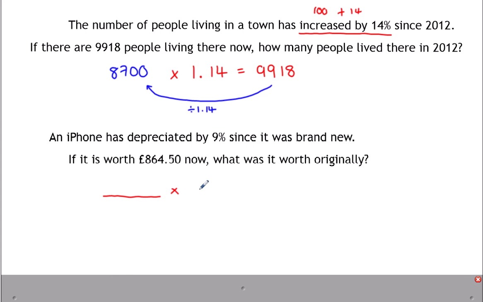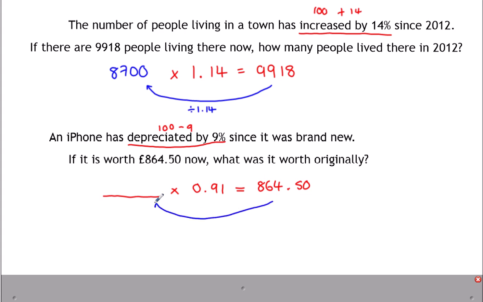So, something times, we're depreciating by 9. Depreciating is taken away. So 100 take away 9 is 91. So something times 0.91 equals £864.50. Remember, the reverse bit is because we know the new amount, but we're missing the original amount. So make sure that the £864.50 goes after the equals, not over here. It didn't cost that to begin with. It cost more than that. This is what it costs after we've depreciated, after we've gone down.